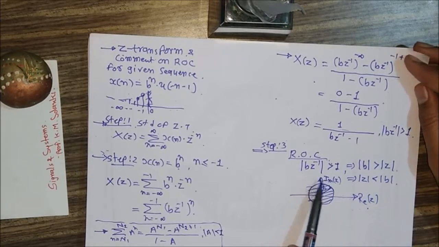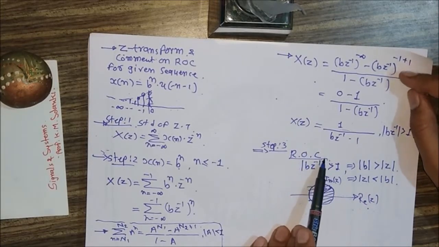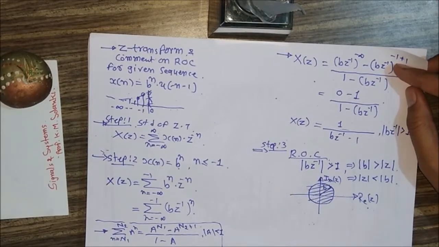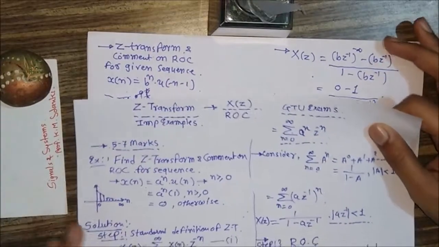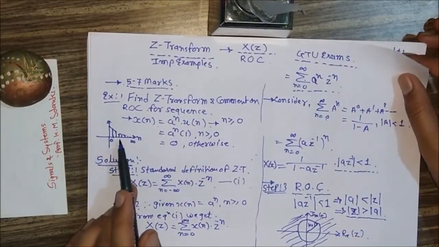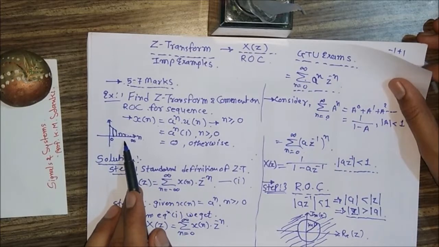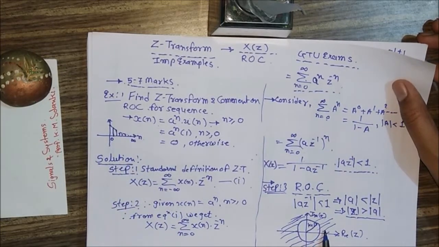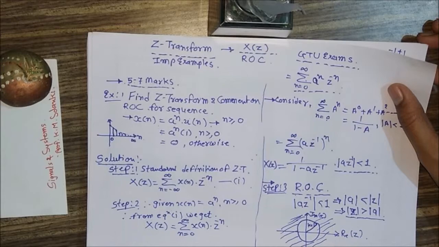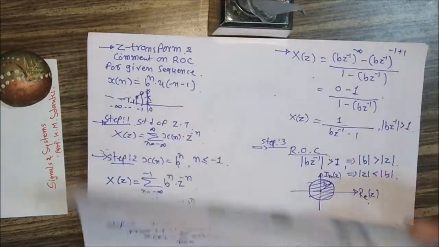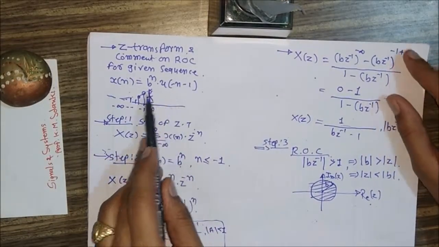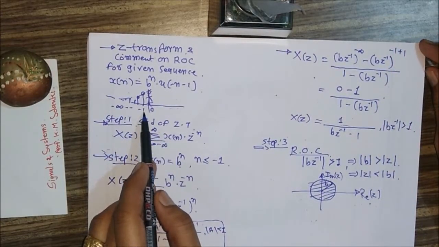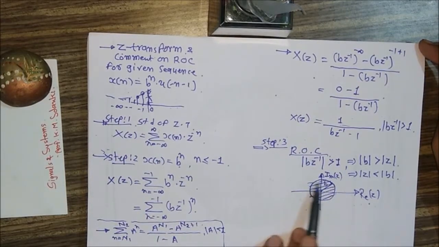So the significance of ROC is easily seen: the ROC can comment on the location or the existence of all the different types of signals. If we say u of n is the right-sided sequence, then you can easily see from the ROC that this region of convergence is the outer side of the circle. And for this u of minus n minus 1, the left-sided sequence, the ROC is inside the circle.